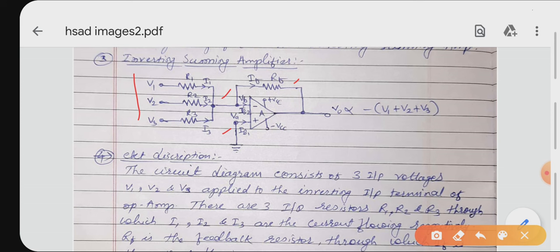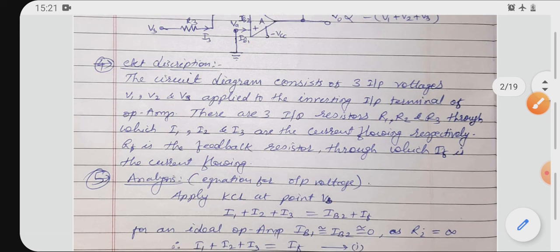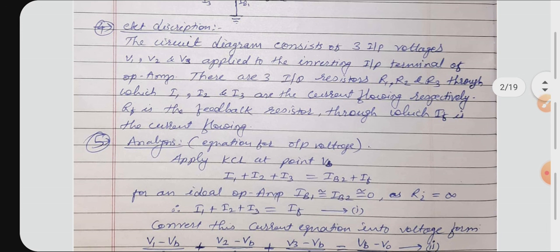The question can be asked in the exam: define a summing amplifier, draw its circuit diagram, explain its working, and prove that the output voltage is proportional to the summation of all the input voltages. So you can describe the circuit in your own language, just as I have explained here.